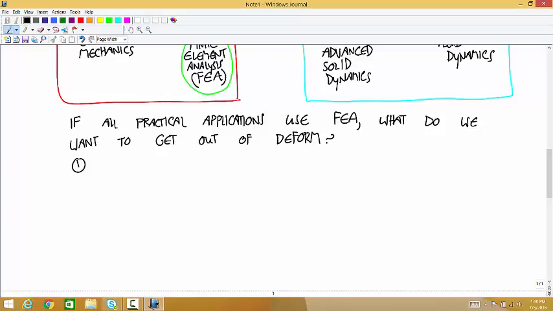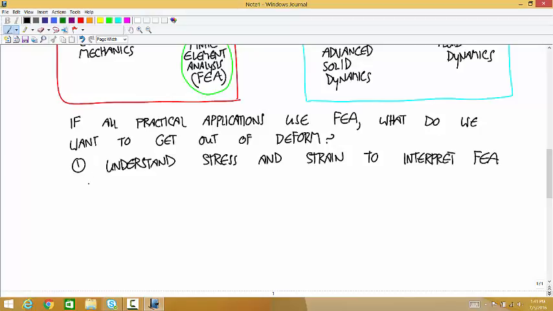First, we want to get an understanding of stress and strain. Finite element results are complicated, and making sense out of them can be complicated. So we need to understand stress and strain well enough to interpret these computer results. So understand stress and strain so we can interpret FEA results.